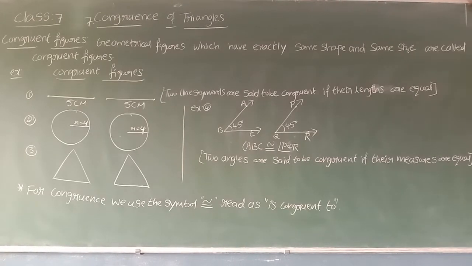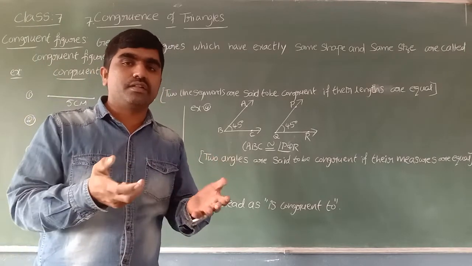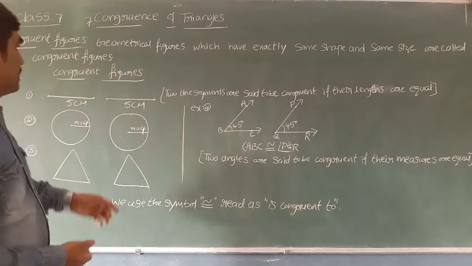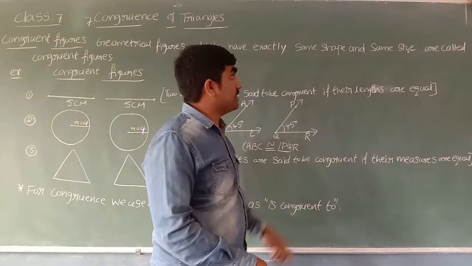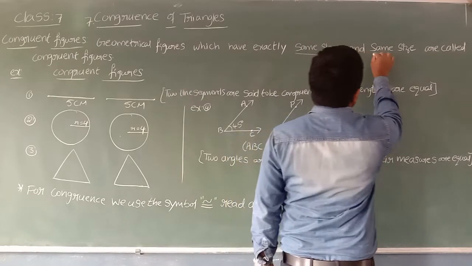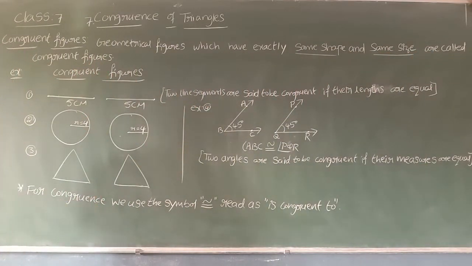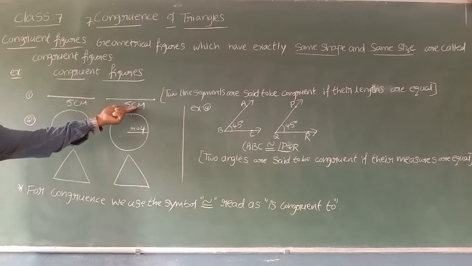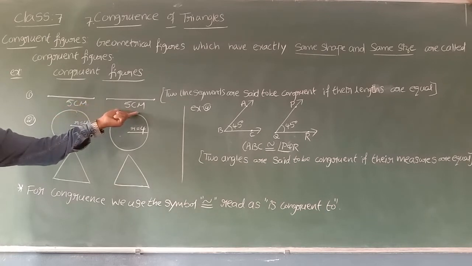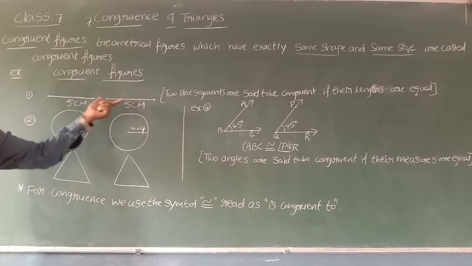Yes, children, you can see here the congruent definition with examples. As we discussed, two objects are said to be congruent if they have the same shape and same size. Congruent figures are geometrical figures which have exactly the same shape and same size. Just now we saw examples also. Now see some congruent figure examples. Two line segments I took, 5 centimeters and 5 centimeters. When I keep one line segment over the other, both will fit exactly. It means both are congruent.